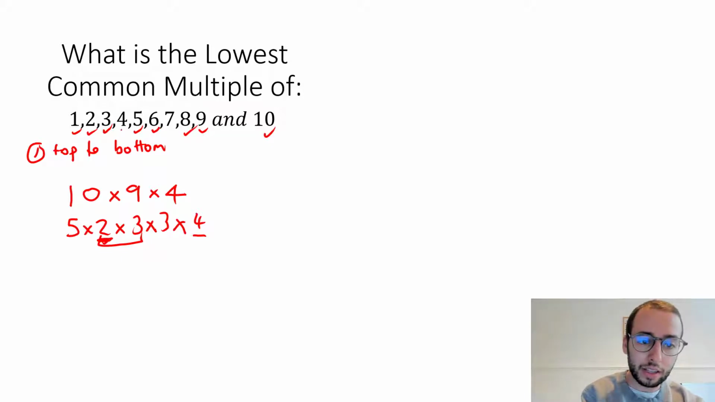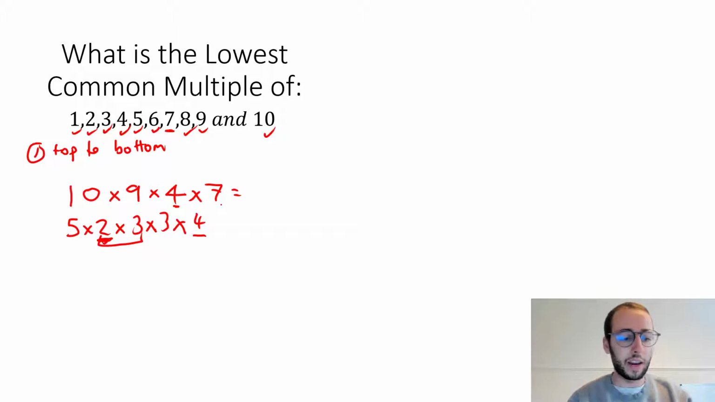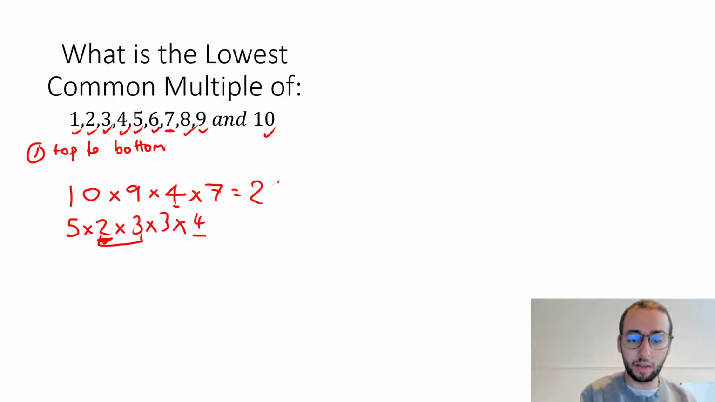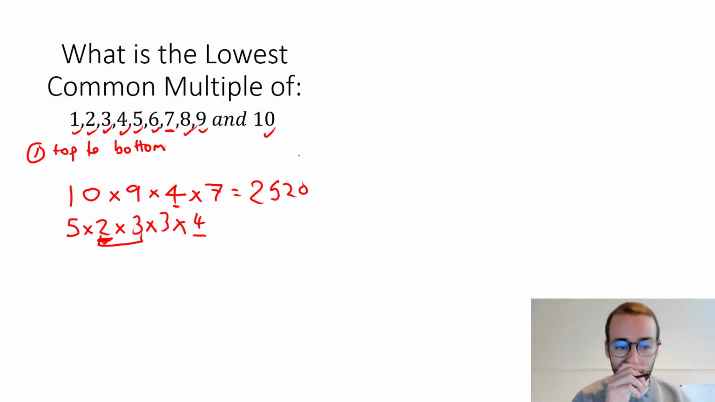And look, now this is also going to be a multiple of 4, because clearly it's got a 4 in it. So now the last piece missing is just this 7. So we just need to times it by 7. So my answer is just 10 times 9 times 4 times 7. That will give me the lowest common multiple of all these numbers. And that number is, let me just do it on my phone calculator, 10 times 9 times 4 times 7 is 2,520. How nice is that?